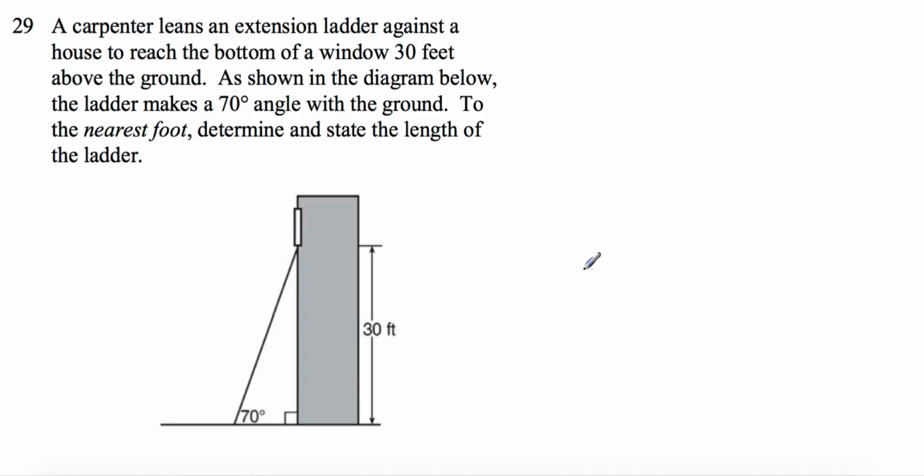Number 29. A carpenter leans an extension ladder in this manner. Determine the state and then the length of the ladder. So what is the length of the ladder? So this becomes 30. Then I don't know what the length of the ladder is, so I'm going to call that L. Then we get to actually realize that sine of 70 is equal to 30 over L.